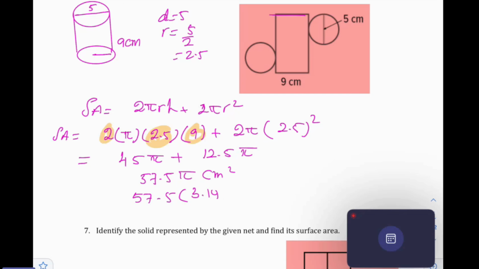Now you can replace if you like. Why am I leaving the answer in terms of pi? Because sometimes the answer should be rounded to the nearest tenth, and you should find it in decimal form. If you multiply this by 3.14, it will give us 180.55 centimeters square. That's it.